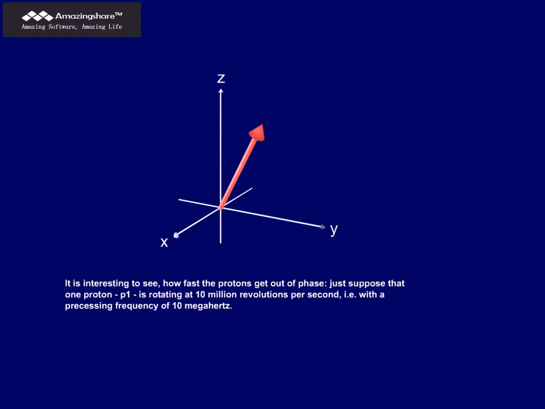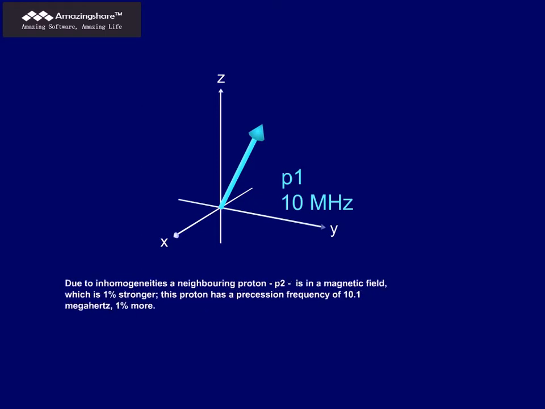Just suppose that one proton, P1, is rotating at 10 million revolutions per second. In other words, with a precessing frequency of 10 MHz. Due to inhomogeneities, a neighbouring proton, P2, is in a magnetic field which is 1% stronger. This proton has a precession frequency of 10.1 MHz, 1% more.